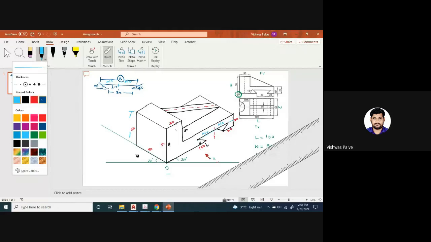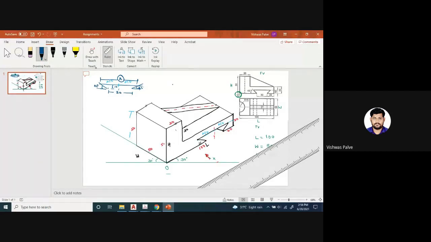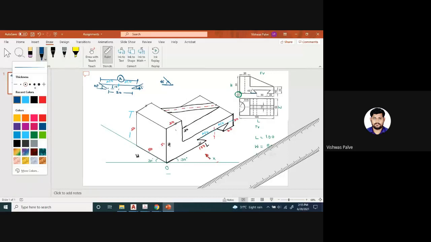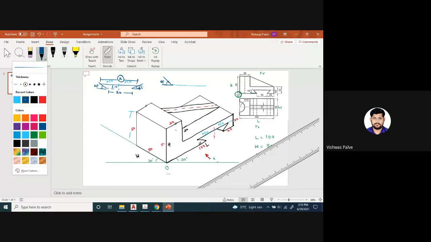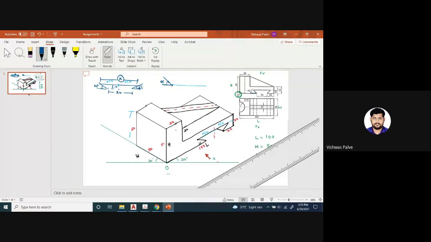Now, to calculate the a distance, I will take a point, and from that point I will randomly draw a line. I will draw a 45 degree inclined line here; this inclination is 45 degrees. Then I will draw a horizontal faint projection line. Then I'll take a distance of 30 millimeter from this point, because this distance is given as 30 millimeter.